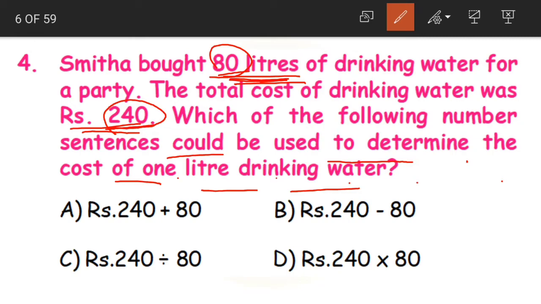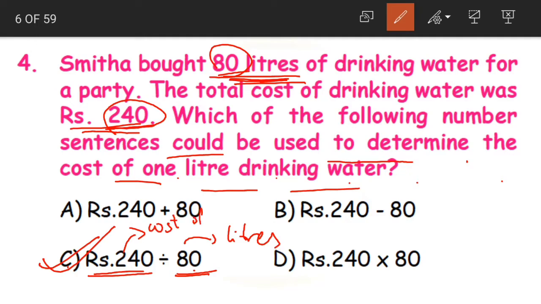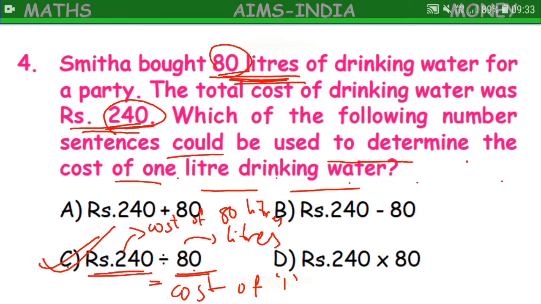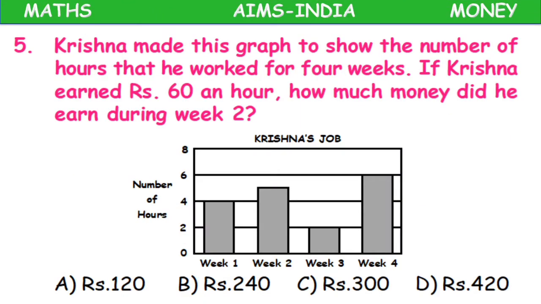So from the given options, which can be our answer? Option C, 240 rupees. When 240 rupees are divided by 80, that is the number of liters of drinking water. And what is 240? 240 is the cost of 80 liters of drinking water. When we divide these two, we will get the cost of 1 liter of drinking water. Yes, children?